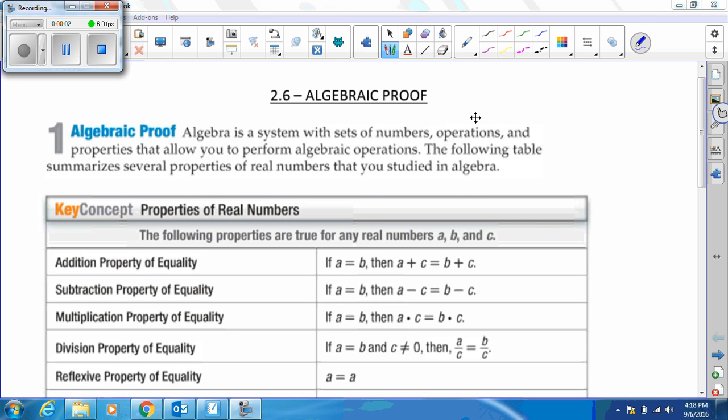Today we're going to be doing 2.6 algebraic proof. And just bear with me, I'm going to be at my computer and going up to the board, so the sound might vary. I'm going to try to speak loudly when I'm at the board to help you.